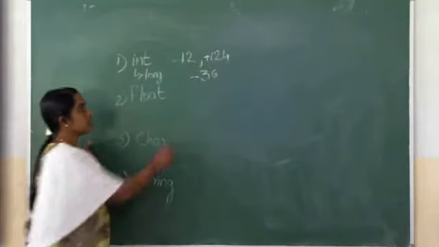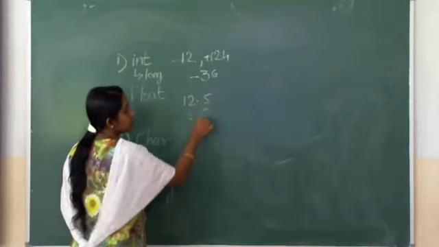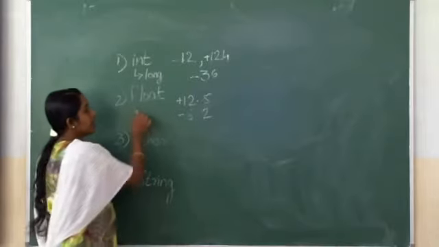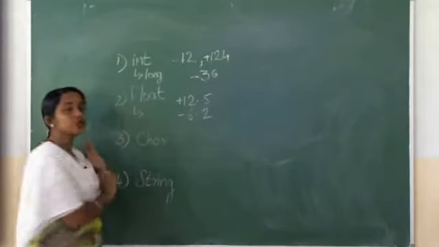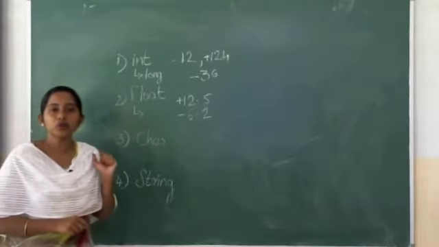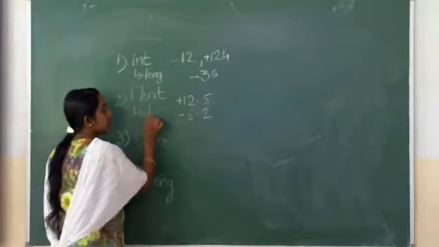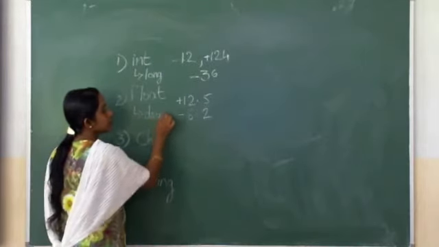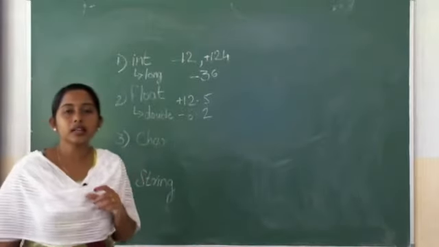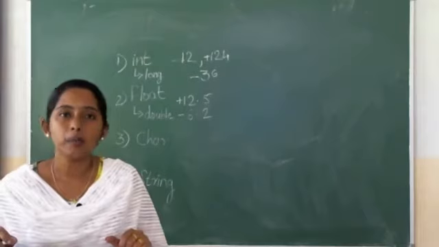Okay, that is 12.5, 6.2, either positive or negative. And here also, if you want to save a too big or long floating point number, you can use another data type called double. Okay, if it is a lengthy decimal number, you can use the data type double.